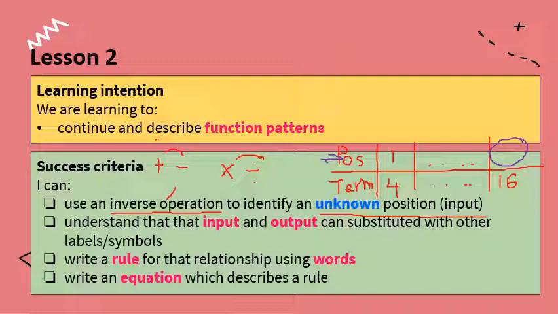Secondly is understanding that the input and output can be substituted with other labels, or the position and the term can be substituted with other labels, so you can call them other things. Write a rule for the relationship using words, and write an equation which describes a rule. Now technically this is not really Year 6 content, but considering we've looked at this in the past and we've used words quite a lot to describe rules, I thought we might introduce you to this idea of using an equation to describe a rule.